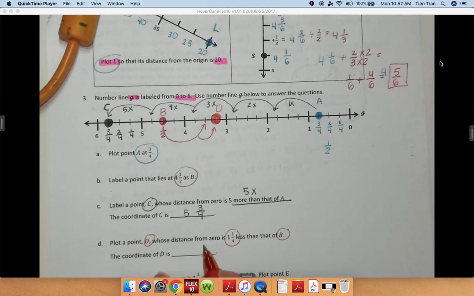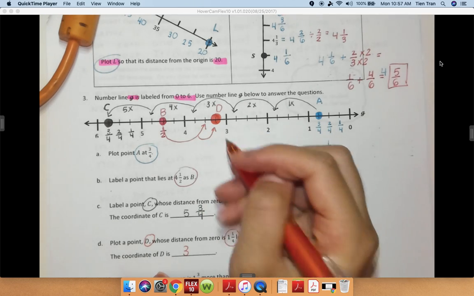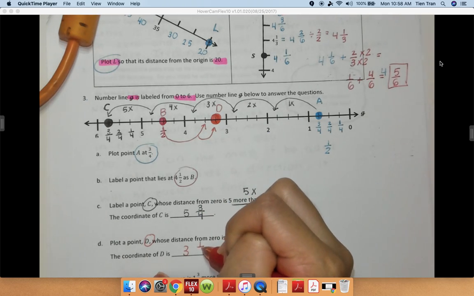Okay, so D, what is the coordinate? D is equal to 3 and 1/4.